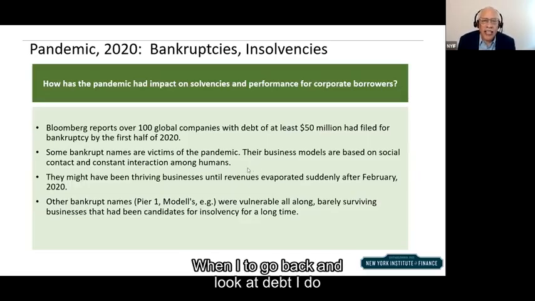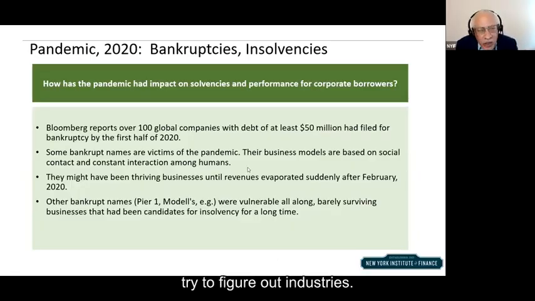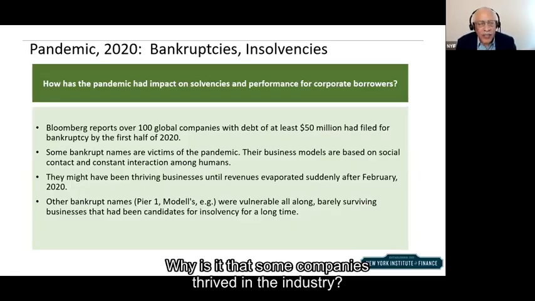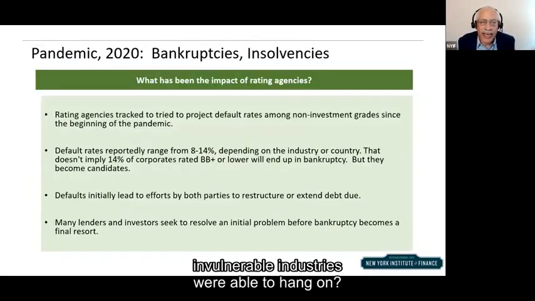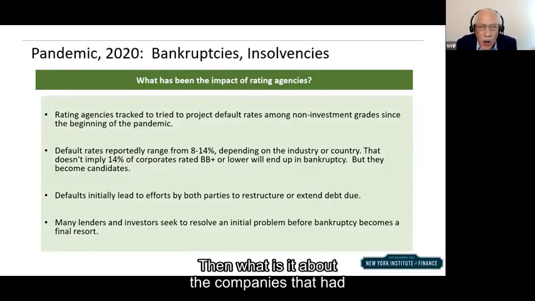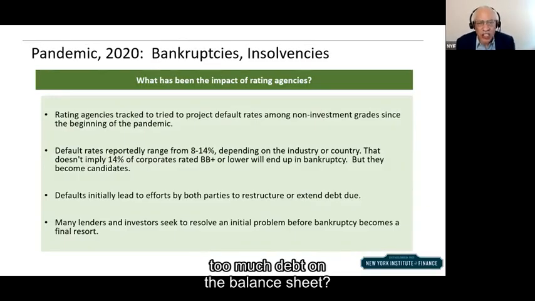So when I go back and look at that, I do try to figure out industries. Why is it that some companies thrived in the industry? How is it some companies that are in vulnerable industries were able to kind of hang on? And then what is it about the companies that had too much debt on the balance sheet?